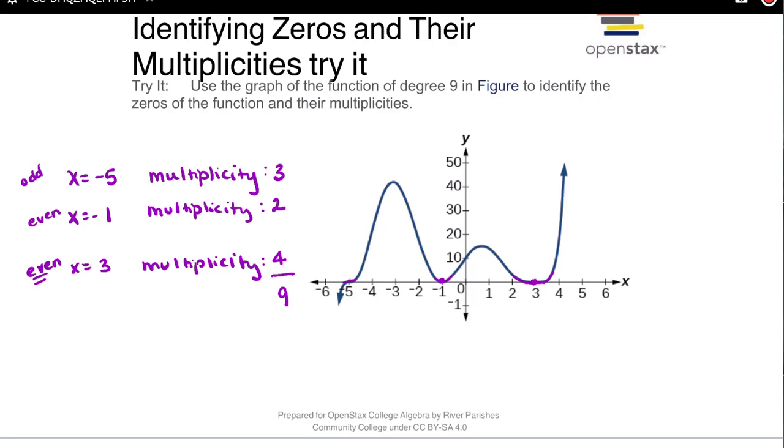Okay, so again, the flatter it gets, the bigger the multiplicity. If it goes through the 0, it's odd. If it bounces off the 0, it's even.